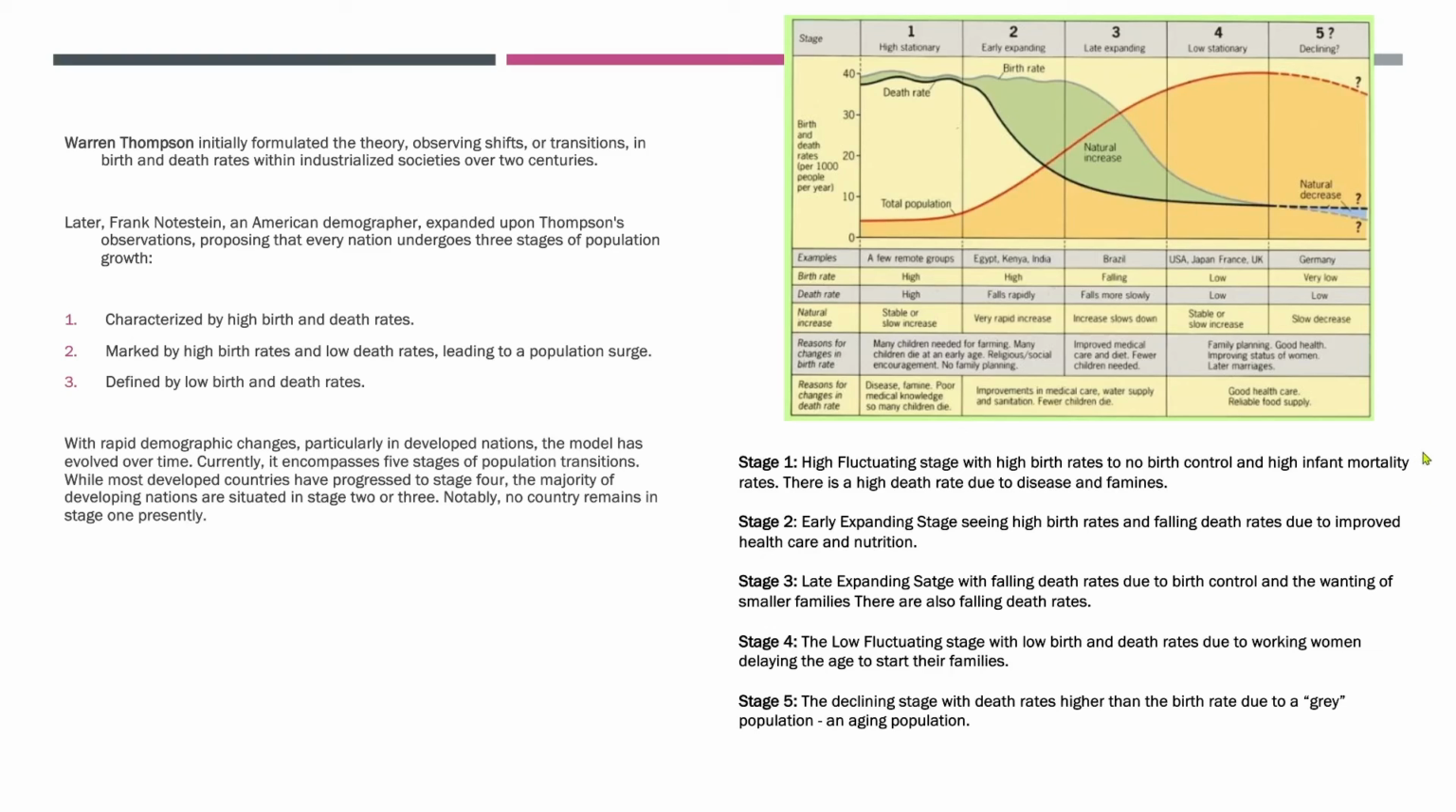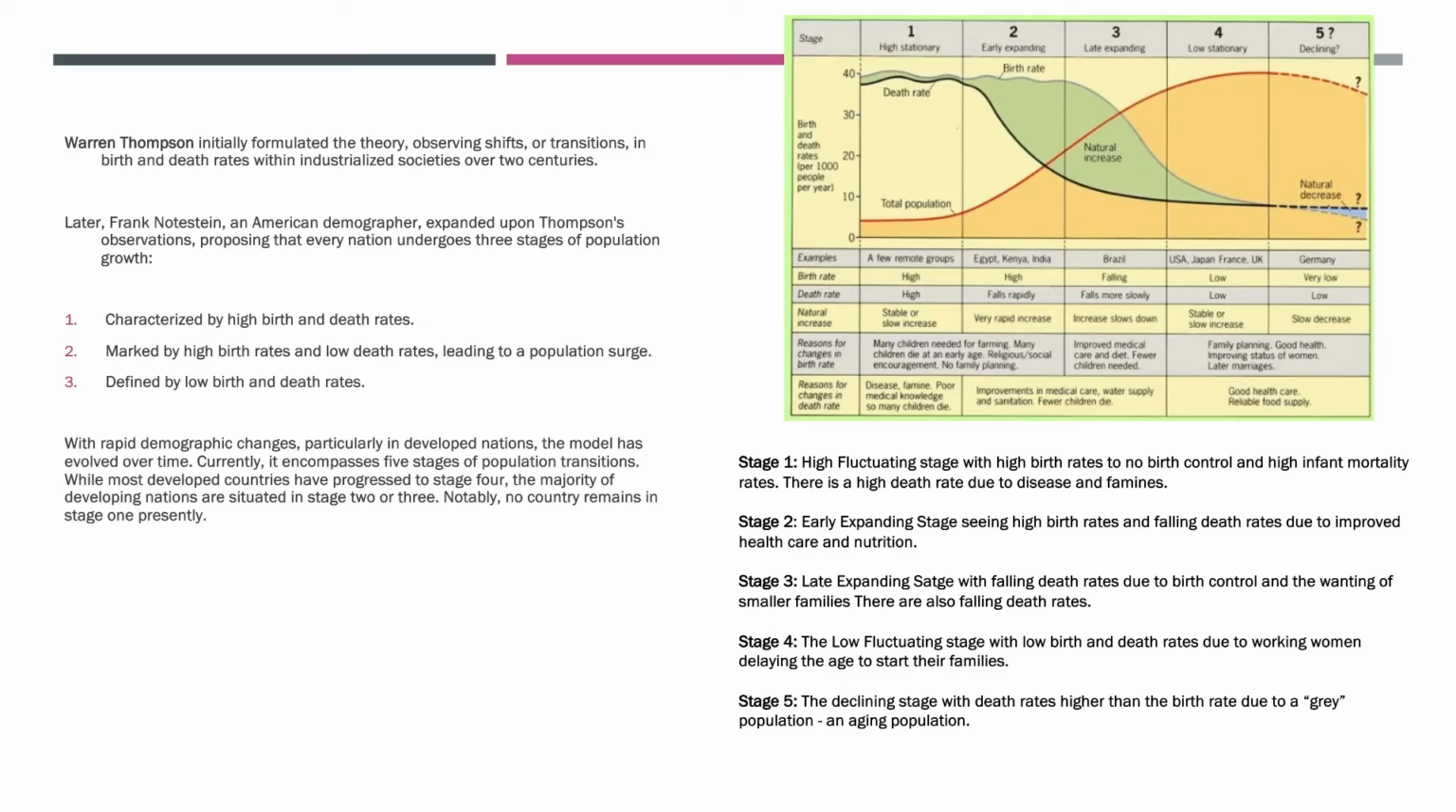But let's look at the demographic transition model table for a while. So we have stage 1, high stationary, birth rates high and death rates high, right? Examples, like I said, you have a few groups that are still experiencing stage 1. Natural increase, we are having a slow increase here. Reasons for changes in birth rates, you're looking at many children needed for farming. Because remember, I told you the importance of the time in which the observation was based, right? You're looking at before pre-industrialization, right? Children were needed for farming.